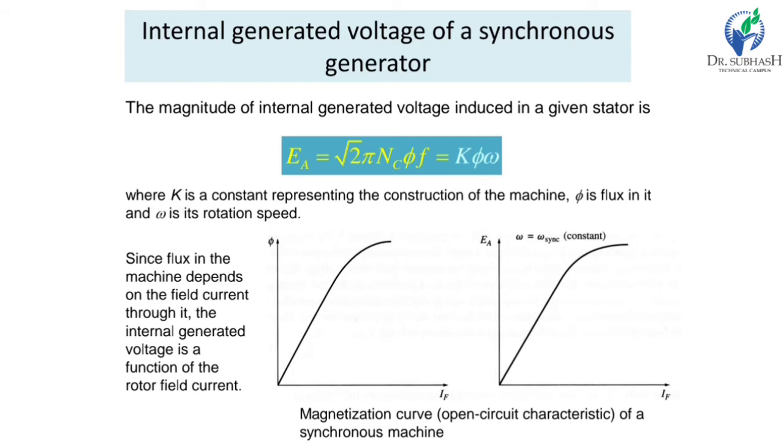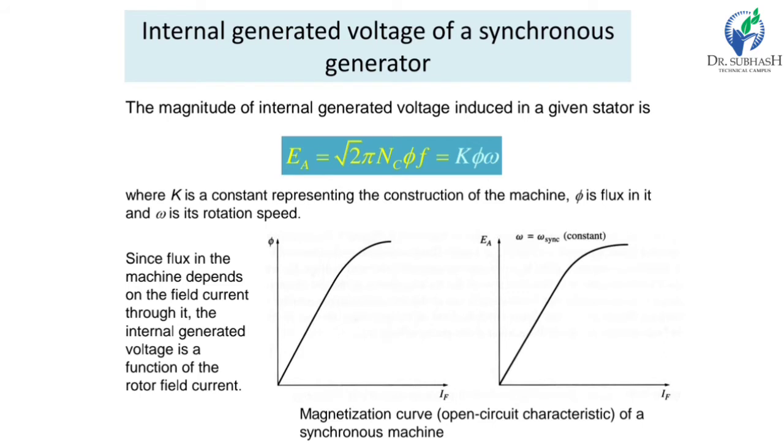So we can write that E_A is equal to K phi into omega. The internal generated voltage E_A is directly proportional to the flux phi and the speed. But the flux phi itself depends on the current flowing in the rotor, the field current. The field current I_F is related to the flux phi in the manner shown in this figure.